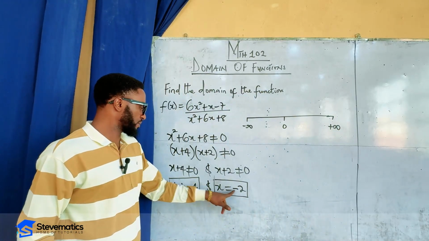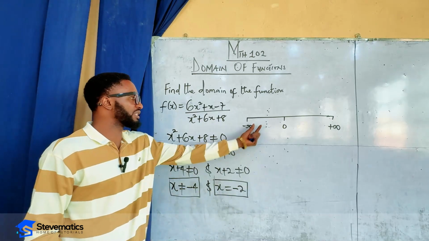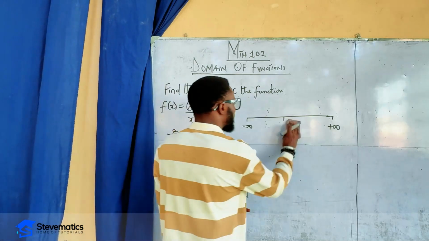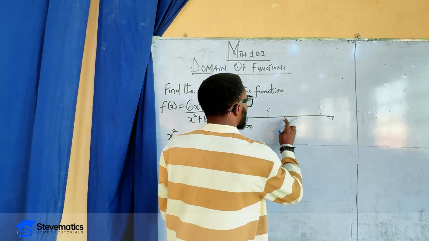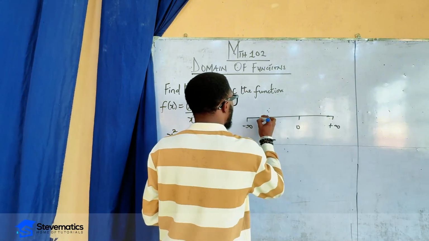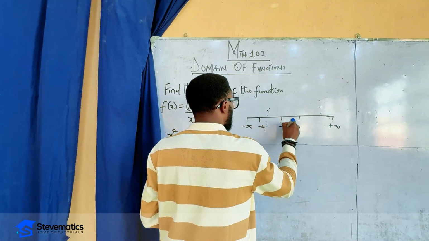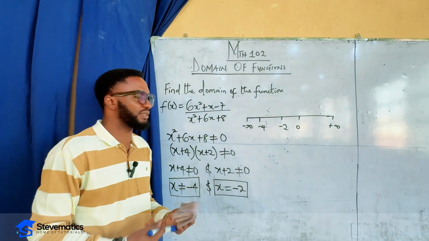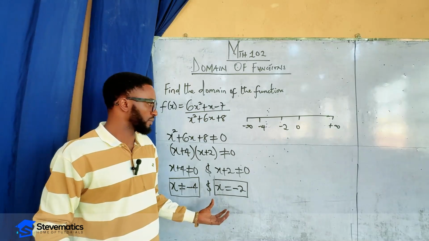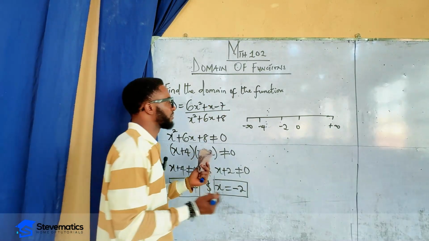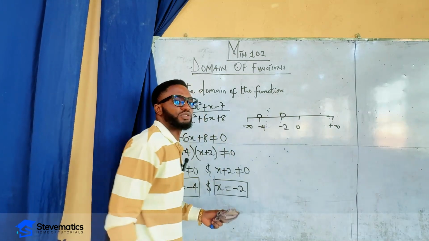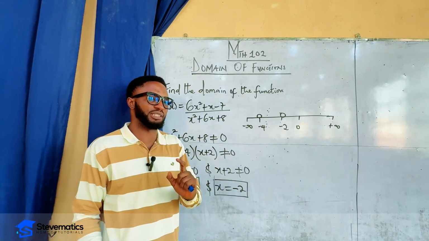What are those 2 points? They are both negative numbers, so it means that they will lie in the negative region. So let's extend this further. This is 0, and this is positive infinity. So we have -4 and -2. Now you see, these are the 2 points that we must avoid. How do we avoid them? Draw an open circle on it. Draw an open circle on it. So now you can see that we have 3 intervals as our answer.